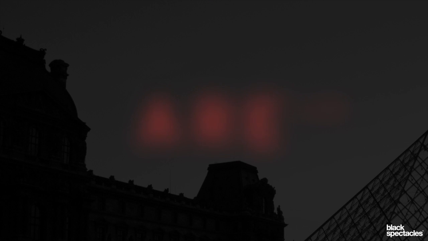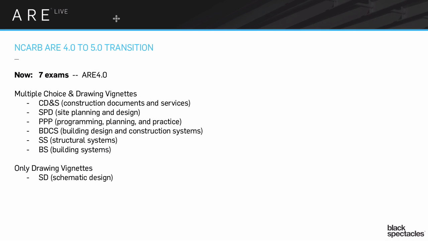So currently, everybody should know this part, but we'll just make sure everybody kind of gets it. Currently, there's now 7 different exams in 4.0. There's the construction documents and services, site planning and design, programming, planning and practice, building design and construction systems, structural systems, and building systems. And then the 7th one, which is the all vignette one, which is schematic design.